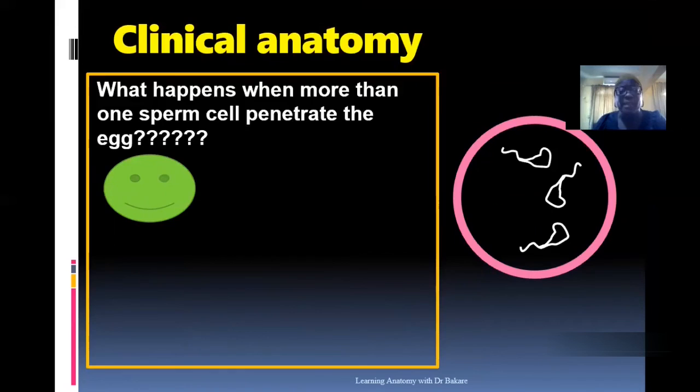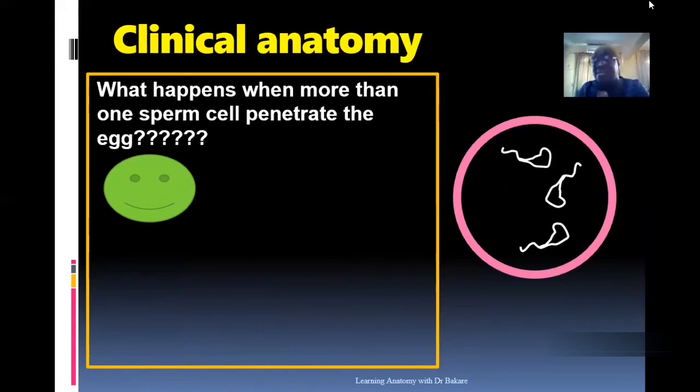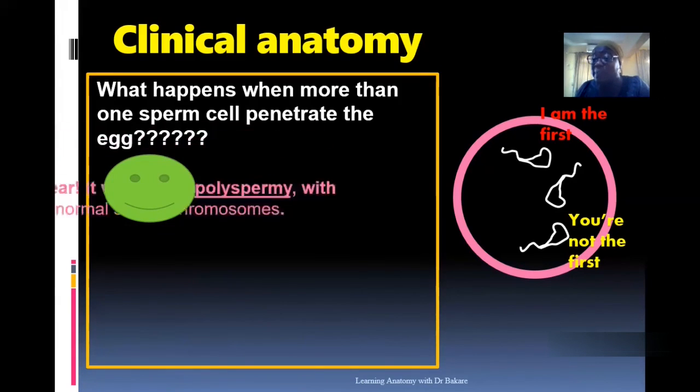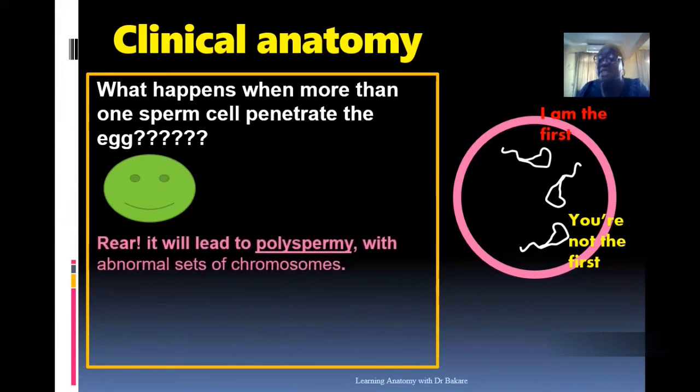Clinical anatomy. We said that more than one sperm cell cannot fertilize the egg. There are a lot of mechanisms that are put in place to check this, but there are instances when this may occur. This appears to be very rare. So you have one that claims that it is the first, while the other one feels that it's not the first. So at the end, this is going to create some form of abnormality, as we've said. This is going to cause polyspermy, which involves the fertilization of an egg with more than one sperm cell.